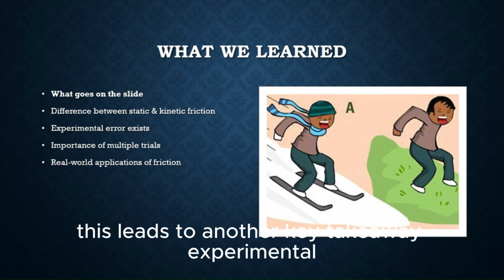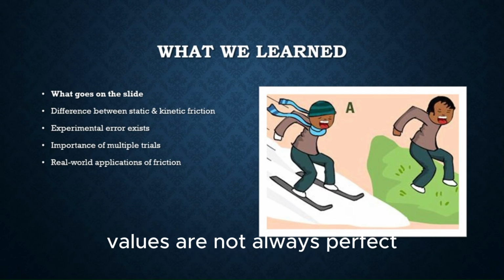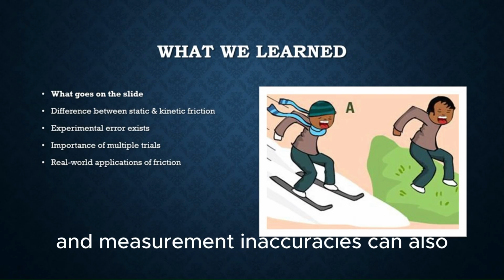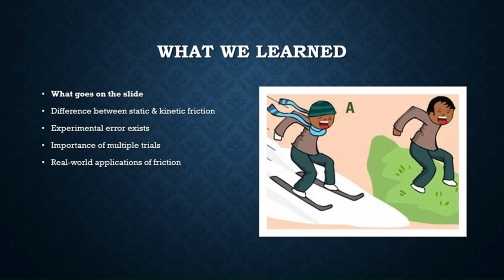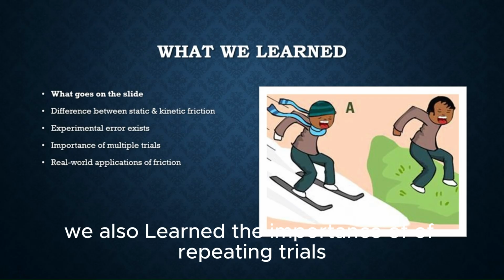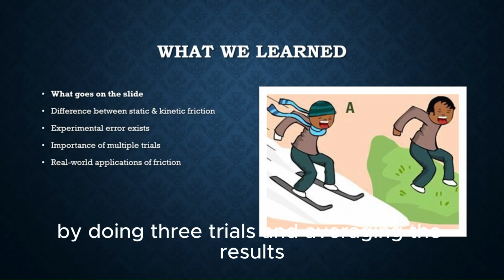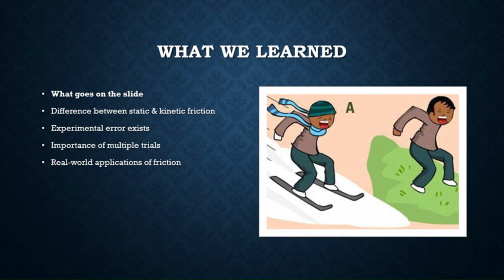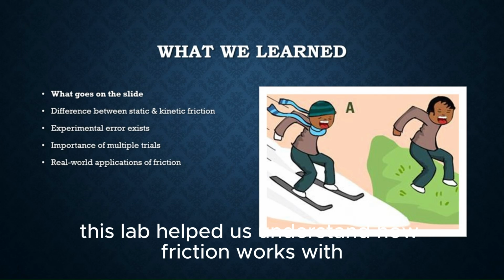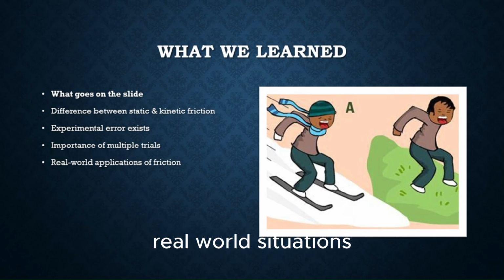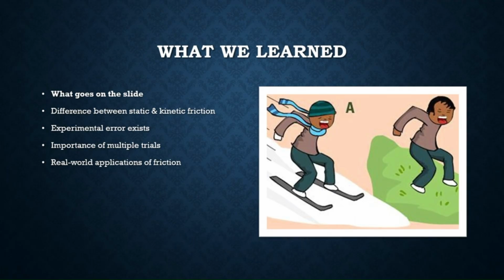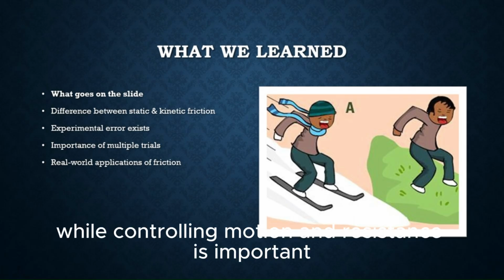This leads to another key takeaway. Experimental values are not always perfect. Factors like surface roughness, inconsistent pulling force, and measurement inaccuracies can also affect the results. We also learned the importance of repeating trials. By doing 3 trials and averaging the results, we are able to reduce error and get more reliable values. Overall, this lab helped us understand how friction works in real-world situations, such as in vehicles, machinery, and everyday objects, where controlling motion and resistance is important.